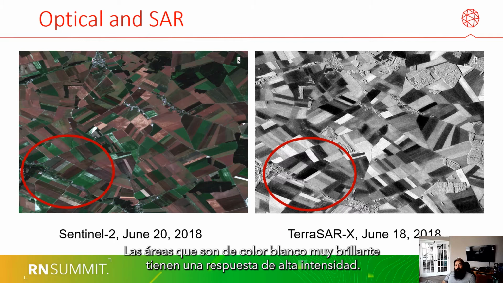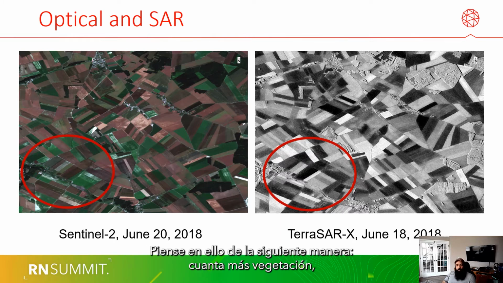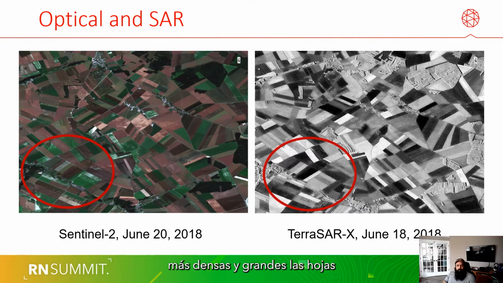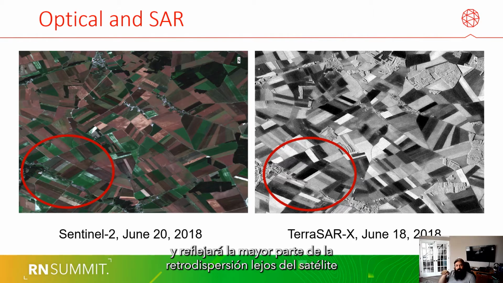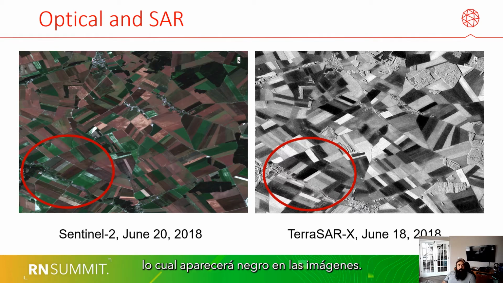Areas that are very bright white have a high intensity response. Think of it as the more vegetation, the denser, the larger the leaves, and other factors, the more intensity is going to be scattered back to the satellite. On the opposite side, if it's bare soil, wet soil, it will act as similar to flat surfaces and reflect most of the backscatter away from the satellite, which would be appearing black in the imagery.